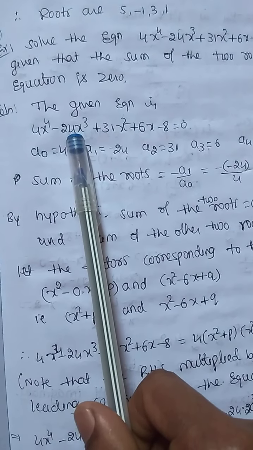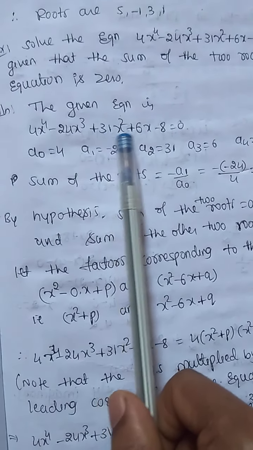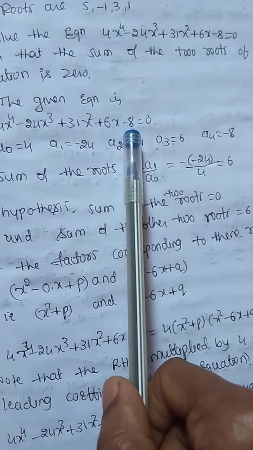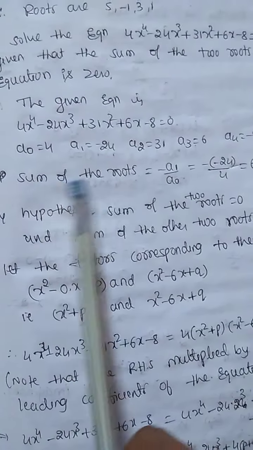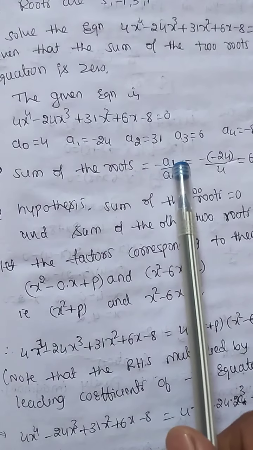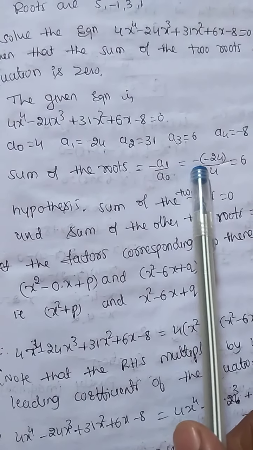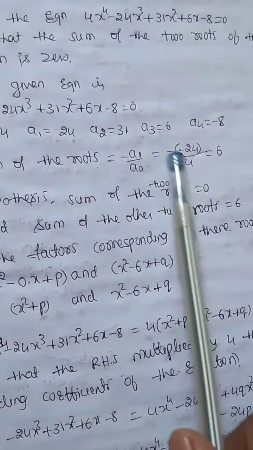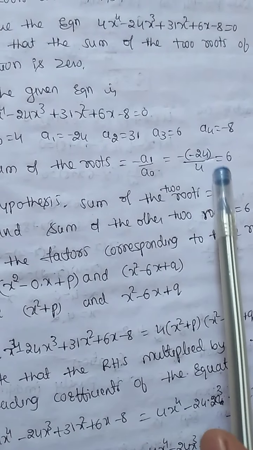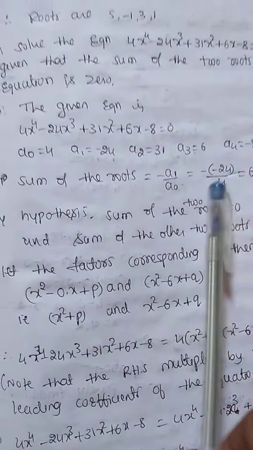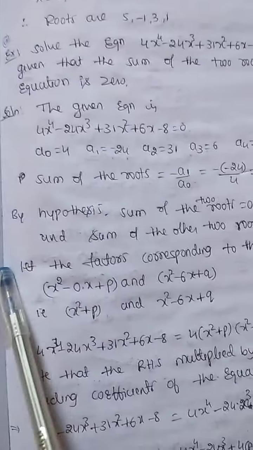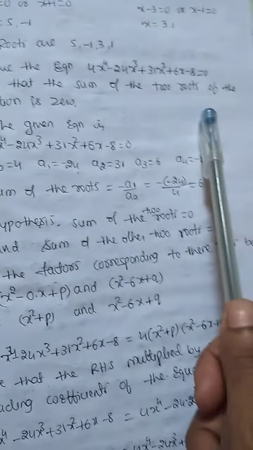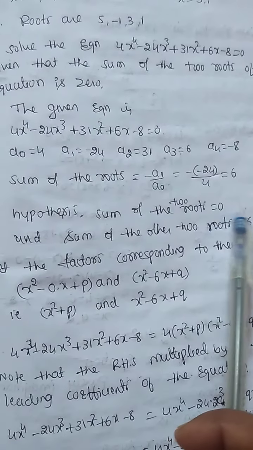a0 is 4, a1 is minus 24, a2 is 31, a3 is 6, a4 is minus 8. The sum of the roots equals minus a1 by a0, which is minus of minus 24 by 4, that is 24 by 4, which is 6. By hypothesis, the sum of the two roots of the equation is 0.